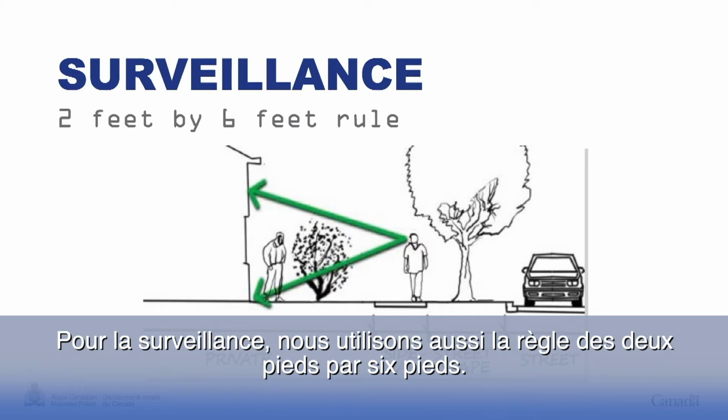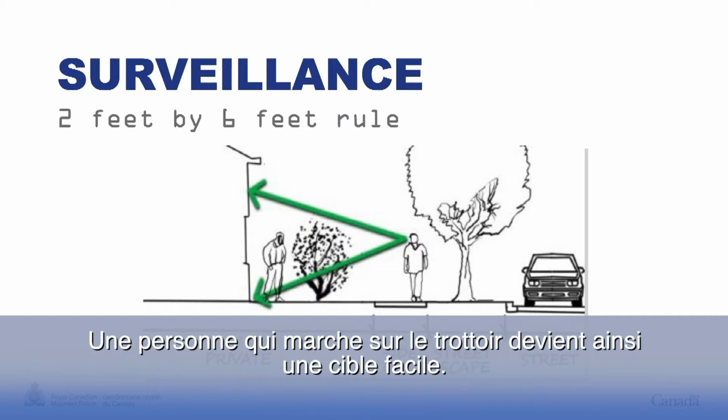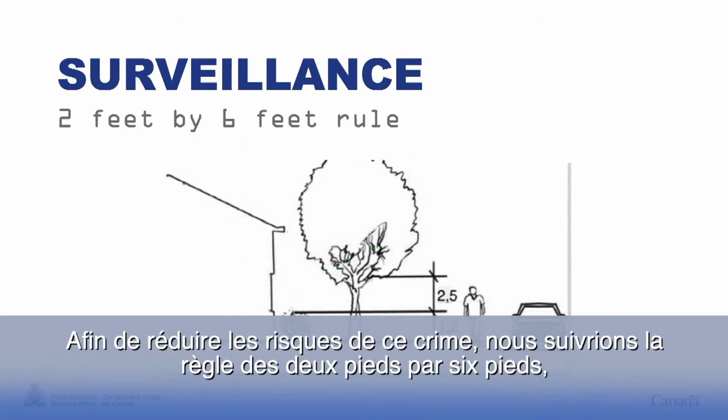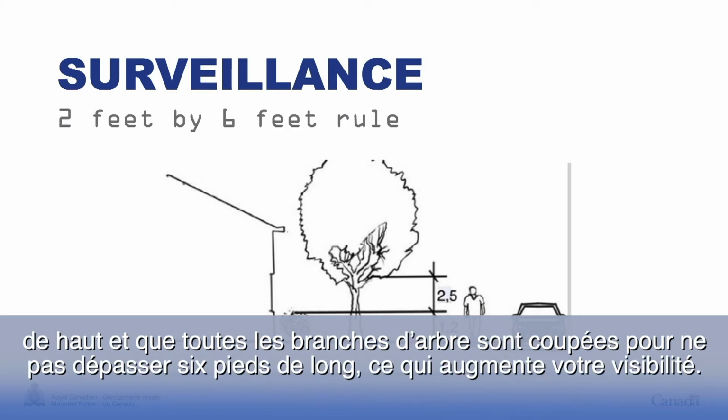For surveillance, we also use the 2 feet by 6 feet rule. In this demonstration, you can see we do have a criminal that is hiding behind a brush that hasn't been maintained as a person is walking down the sidewalk, rendering that person an easy target. In order to reduce the opportunity for this crime, we would follow the 2 feet by 6 feet rule, which ensures that all brushes are cut down to 2 feet and all tree branches are cut up to 6 feet, which increases your lines of sight.